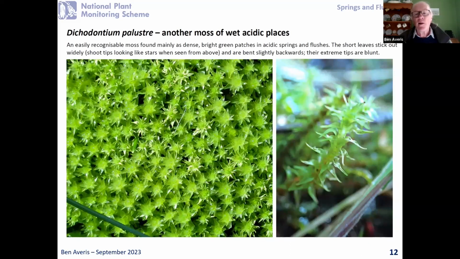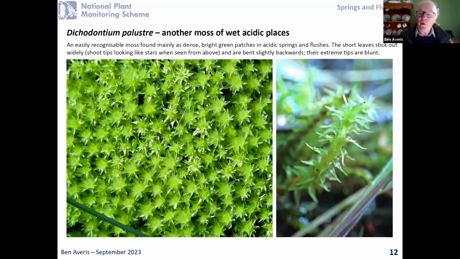And some acid flushes as well. Interesting one, the leaves are slightly bent backwards. There's not that many mosses that do that. Actually, the commonest moss that has leaves bent backwards is Rhytidiadelphus squarrosus, which is really common in garden lawns. But in that species, the leaves taper to a very fine, quite sharp point, whereas in this one, Dichodontium palustre, they end in quite a blunt point. So it's pretty easy to recognize.